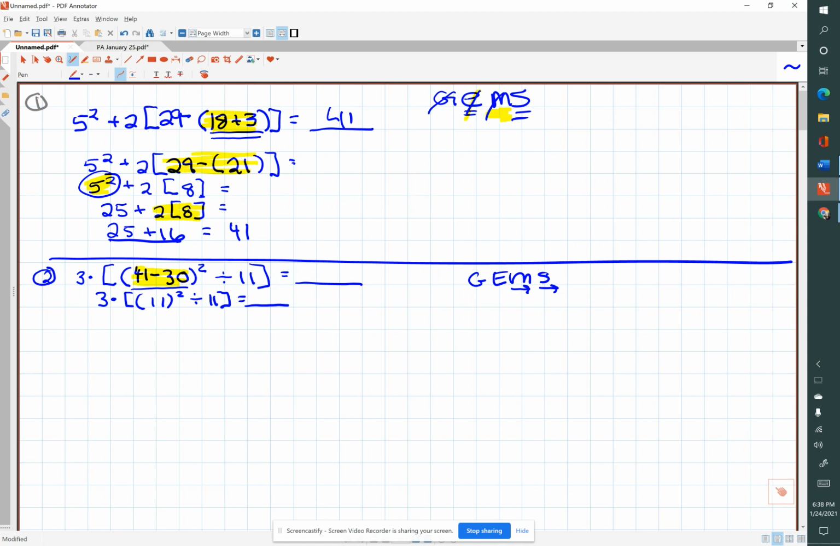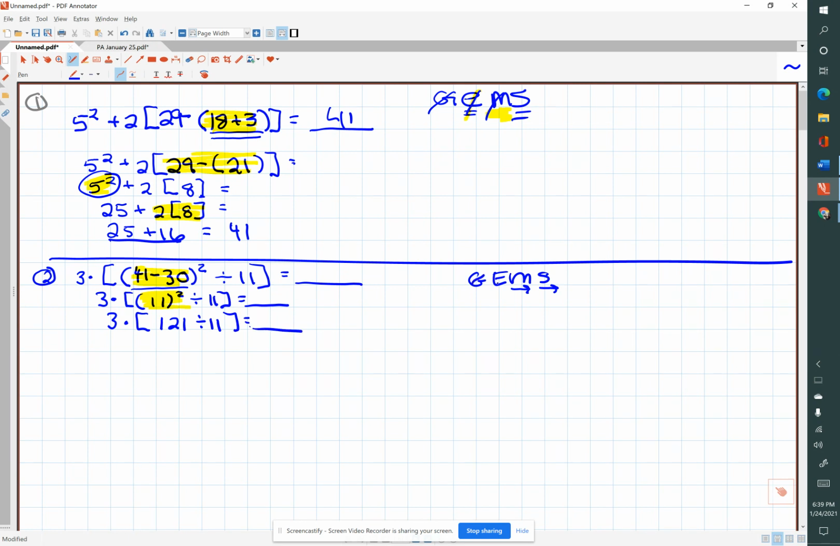So we need to work with this. We're working within the grouping symbol, but we have an exponent within the grouping symbol, so we need to take care of that first. 3 times 11 times 11 is 121, divided by 11 equals blank.